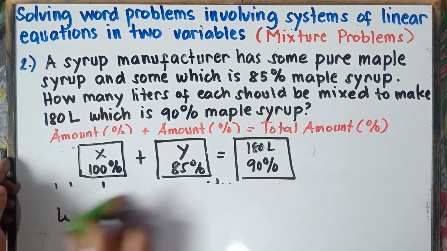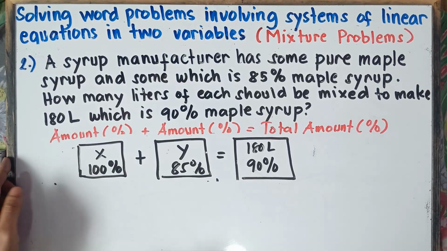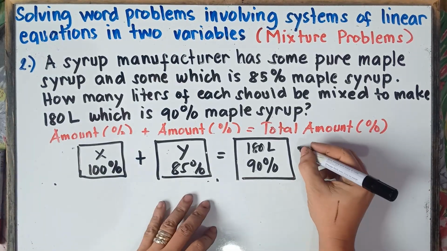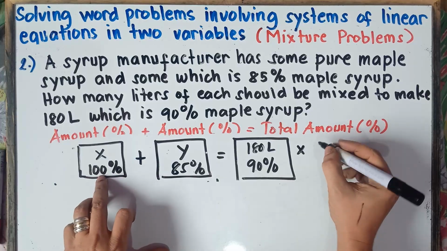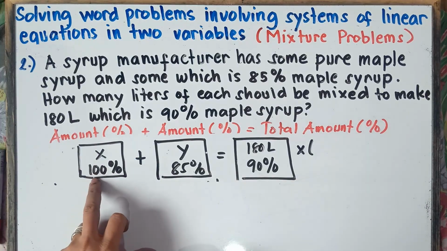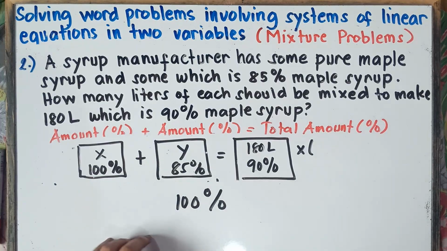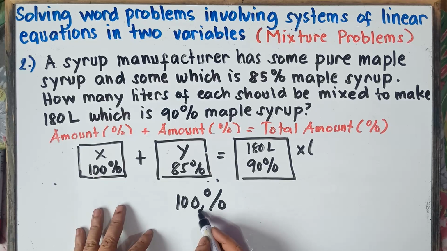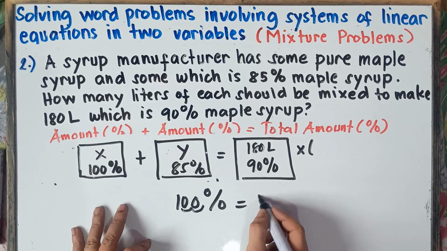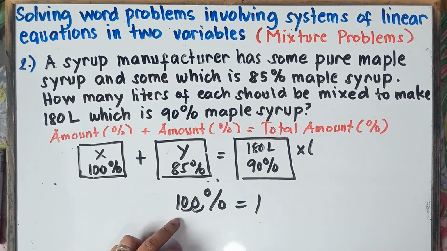Alright, so let's have our equation. This will be x multiplied by 100%. So change this one into decimal. Once again, class, 100%, change this into decimal. Move the decimal point from right to left twice, 1 and then 2. So that would be equal to 1. So 100% in decimal, that would be 1.